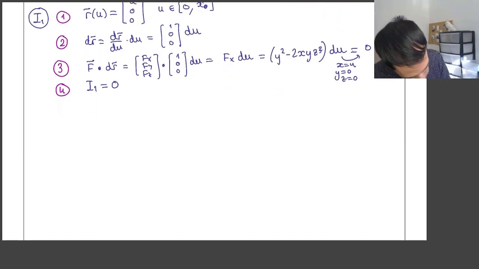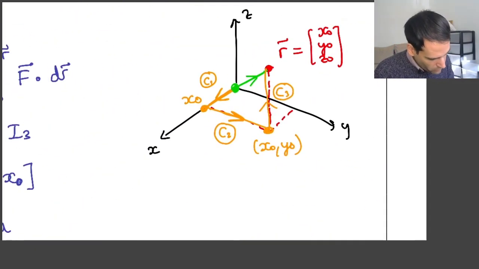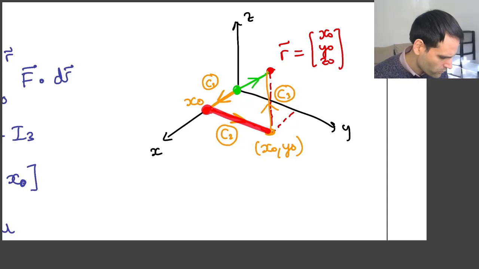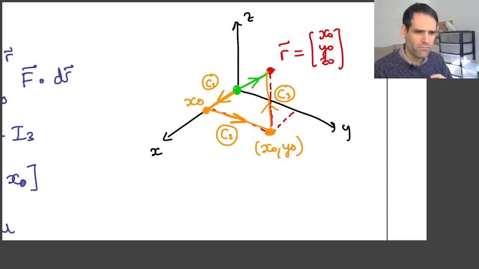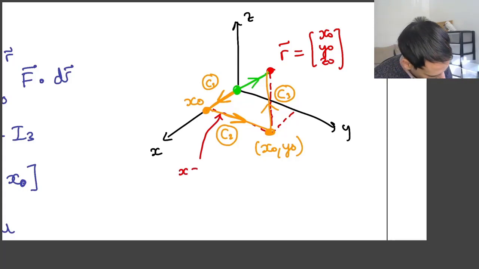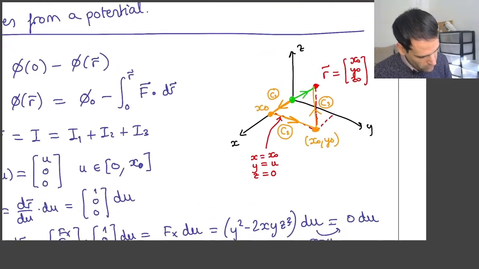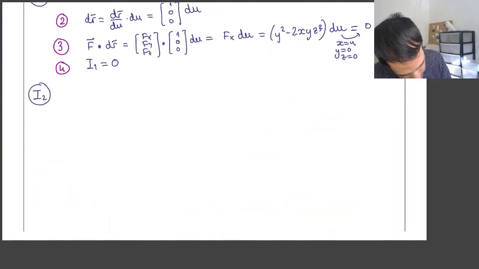Next, let's do I2. So in this second integral, we are moving from x0, 0, 0 to x0, y0, 0, which means that during this integration, x is going to be constant, equal to x0, y is going to be our parameter, let's call it u, and z is going to be constant because it's going to be 0. So we can parameterize this curve.